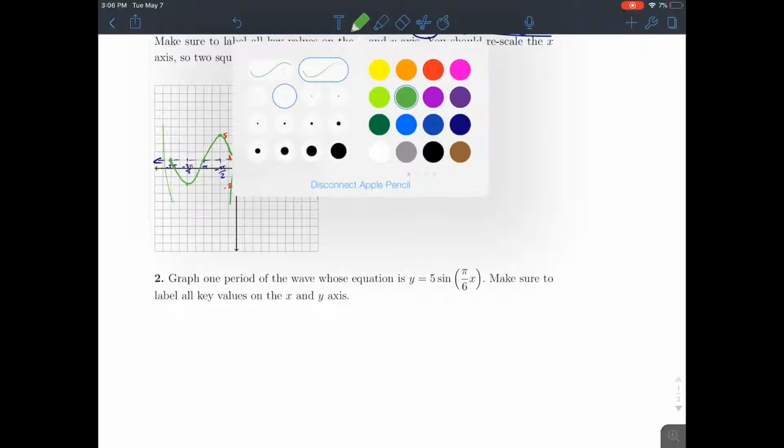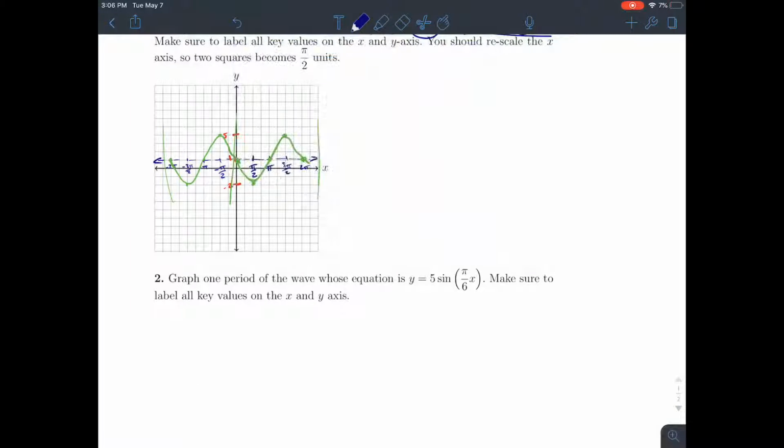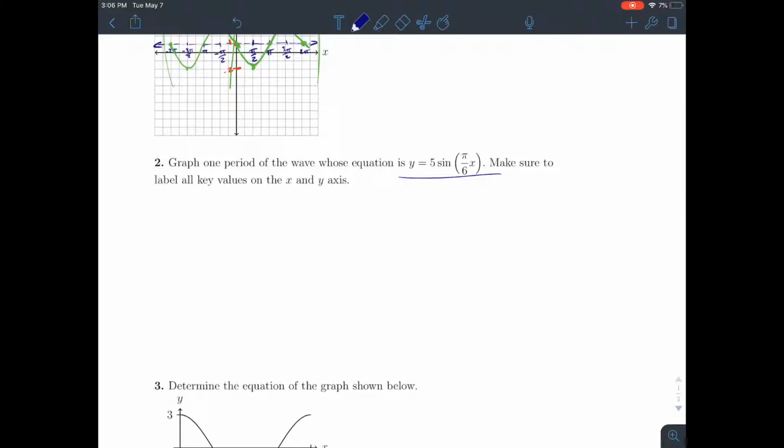Graph one period of the wave whose equation is this. So this one's a little bit different because we have a more complex inside to our sine function. So when we graph it, we'll have to be careful about that. So we draw it out here. We've got 5. We've got -5. It's a sine function, so it starts at the midline. We'll have our 4 key values on the x-axis. So we go up, down, to the minimum, and back to the midline.